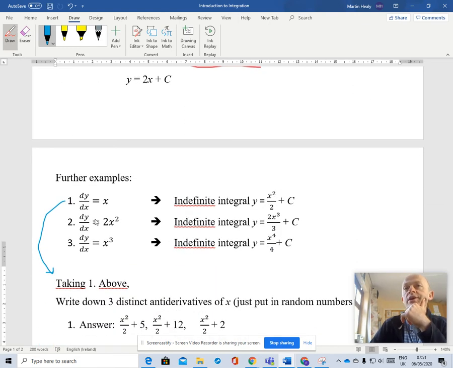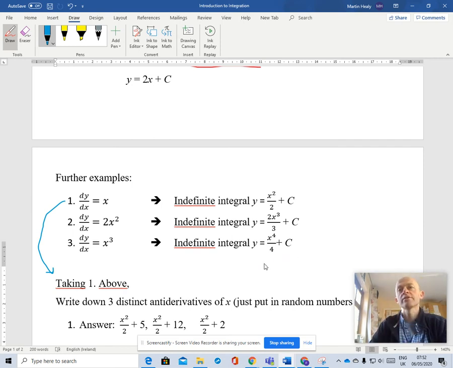So further examples. If dy/dx is equal to x, what would the indefinite integral of that be? Well, what do I differentiate to give me x? If I differentiate x squared over 2, what would I get? If I differentiate x squared, I get 2x, over 2 that's equal to 1x. So therefore, going the opposite way, the indefinite integral of x is x squared over 2 plus c. I must stick in that plus c because I don't know exactly where the x squared over 2 is on a graph. And then the same with 2x squared: 2x cubed over 3 plus c, and x cubed will be x to the power of 4 over 4 plus c.